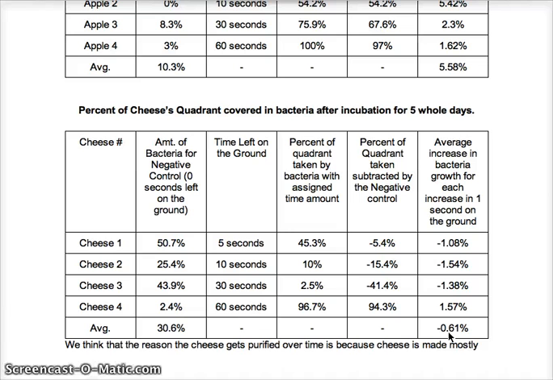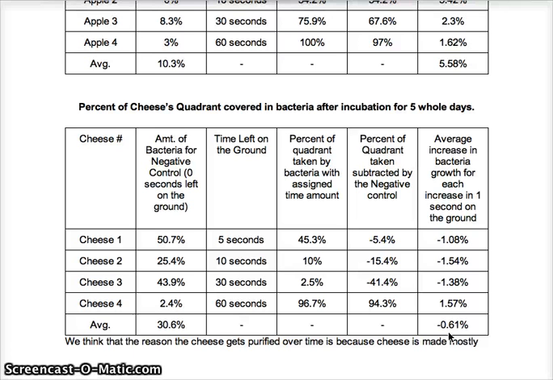meaning that when you put cheese on the ground, it will purify. Like we predicted, cheese had a high negative control, which we think is because cheese is made up of bacteria.